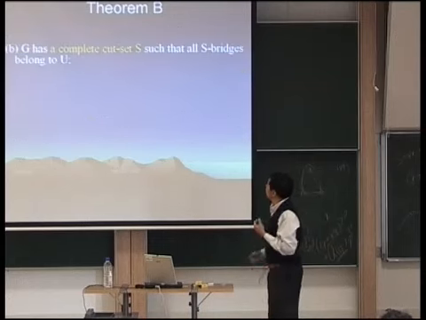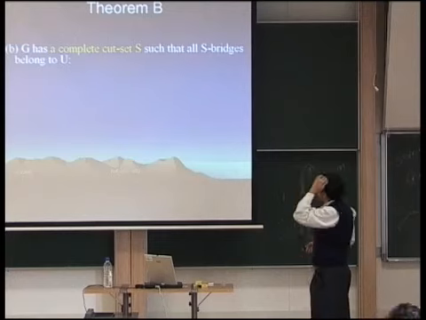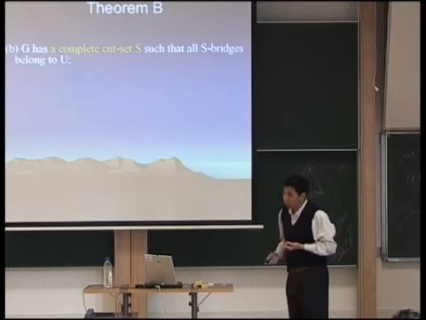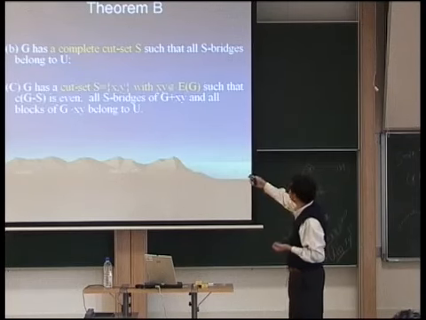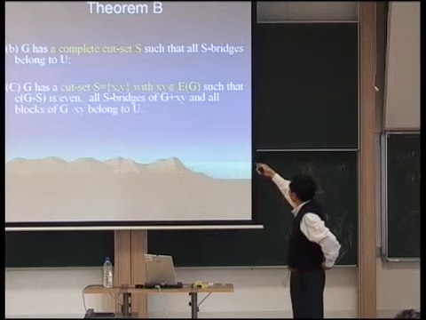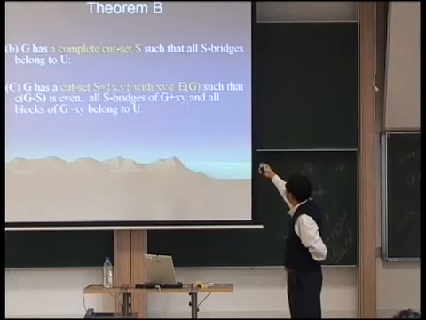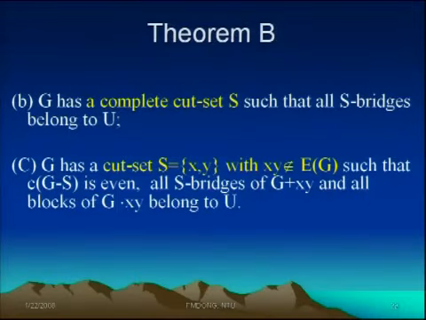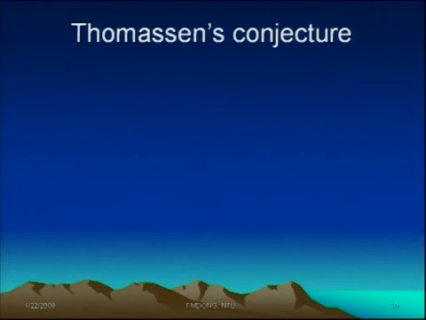And the second one is also similar. If G has a complete cut set such that all S-bridges belong to U. And the third one, I just consider the case of a cut set Y from the set such that the number of components is even, and all S-bridges of G plus SY and all blocks of G contract Y belong to U. Actually here I did not include part 4. I can include part 4 also.